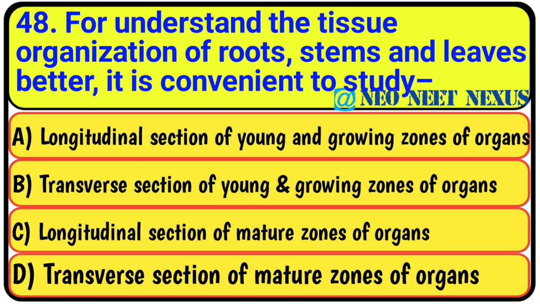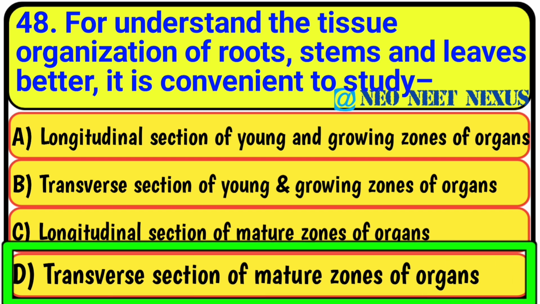Next, to understand the tissue organization of roots, stem and leaves better, it is convenient to study A. longitudinal section of young and growing zones of organs, B. transverse section of young and growing zones of organs, C. longitudinal section of mature zones of organs, D. transverse section of mature zones of organs. Correct answer is option D, transverse section of mature zones of organs.